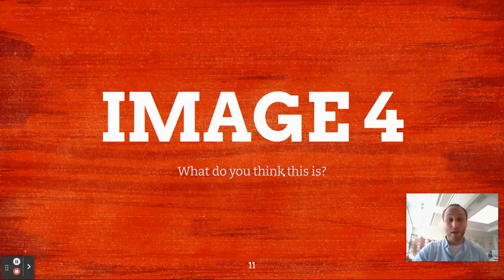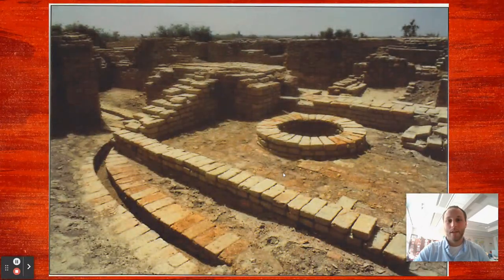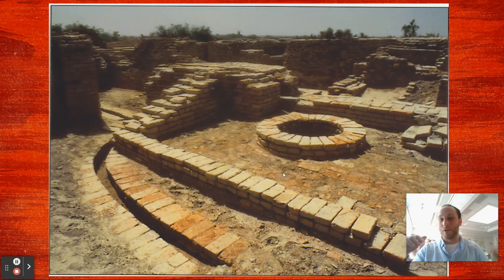All right, image four. What do you think this is? All right. So I always hear some interesting theories on this. Some people say like a bonfire, like a place to gather. Someone said a sacrifice in one of my classes in a previous year. This is actually their sewer system. So if you remember back in the John Green Crash Course, he talked about how they had an advanced sewer system which was able to take waste and get it underground, kind of like we have today.